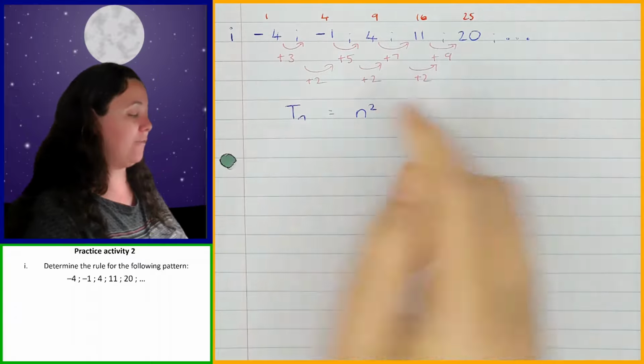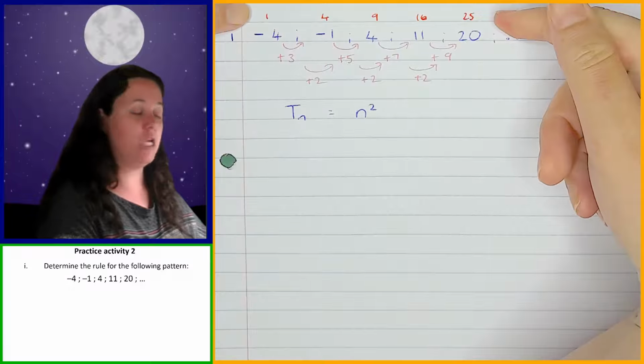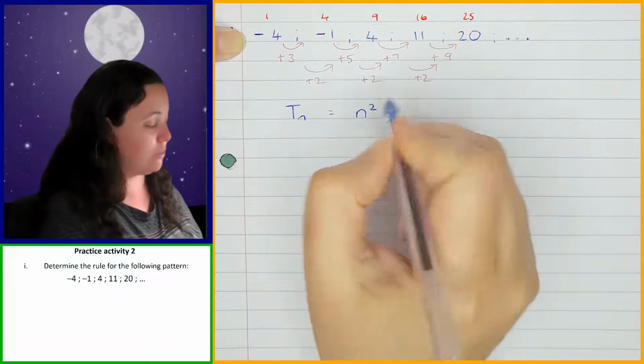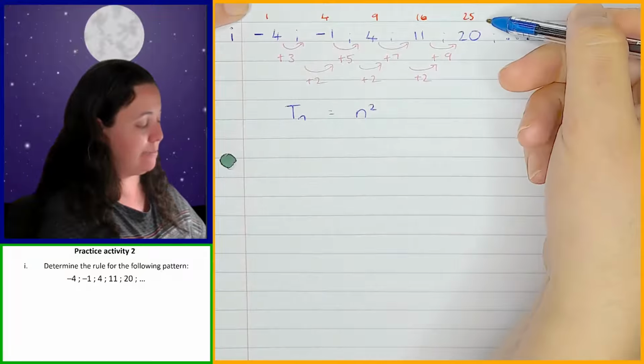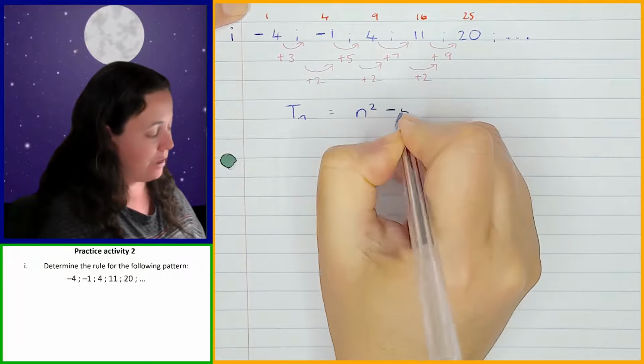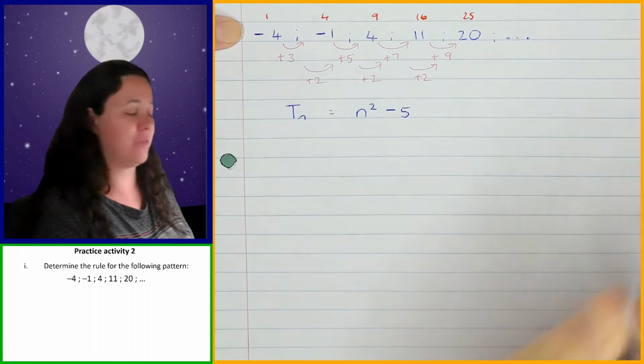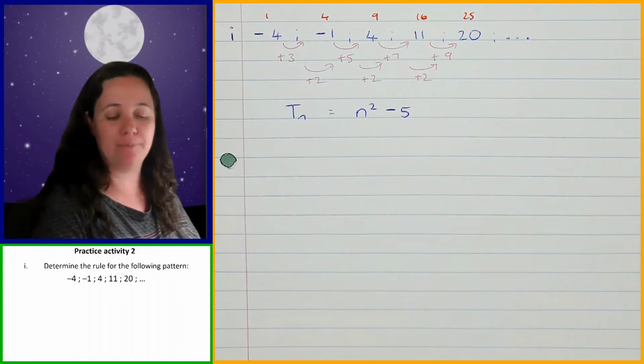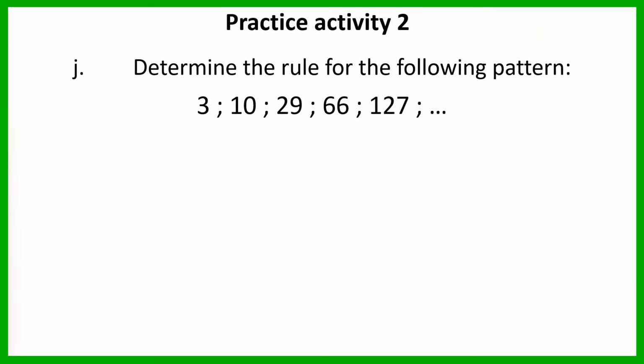So over here, in order to get from this pattern to this pattern, I need to subtract 5 from each of the terms. So my rule is going to be n squared, which is that pattern, minus 5, which will give me this pattern. Okay, so you should have got that for question I. Right, now let's go on to question J. In question J, you've got 3, 10, 29, 66, and 127. I'm going to give you 1 minute to find this rule as well.